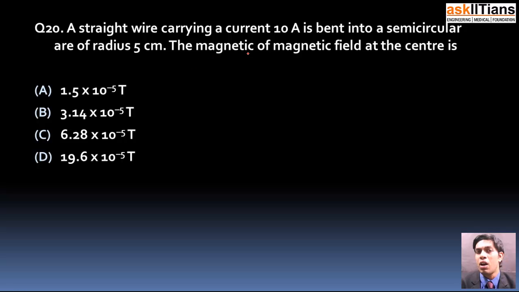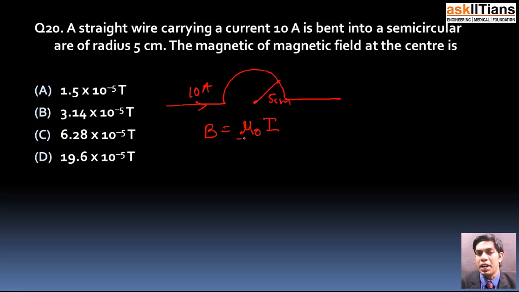The magnetic field at the center, so we are being asked to find the magnetic field at the center where it's carrying a current of 10 ampere and the radius is 5 centimeter. For a semicircular arc, the magnetic field is given as mu naught I divided by 4R, which is just half of a circular conducting loop.